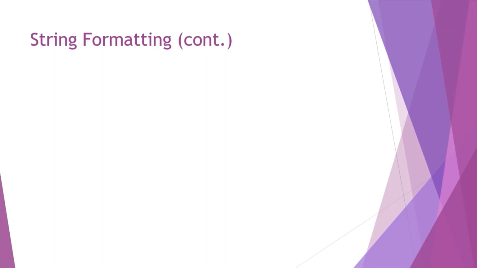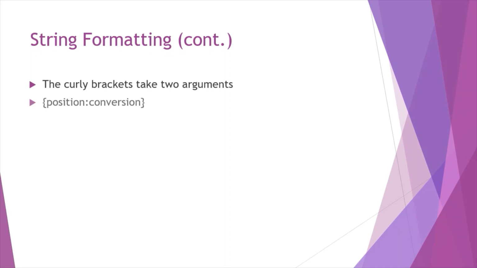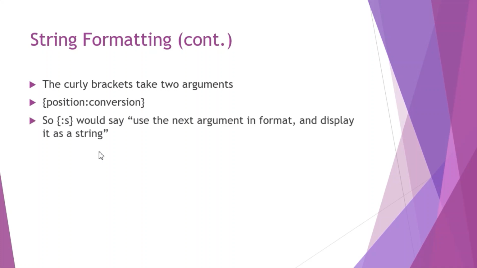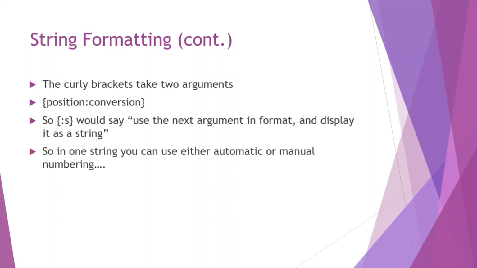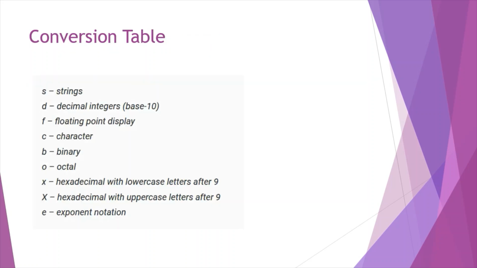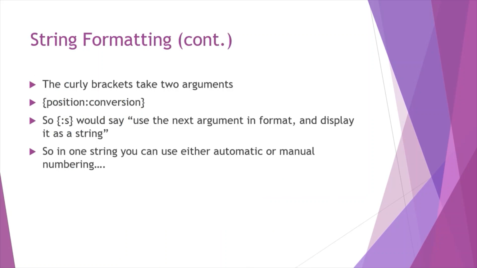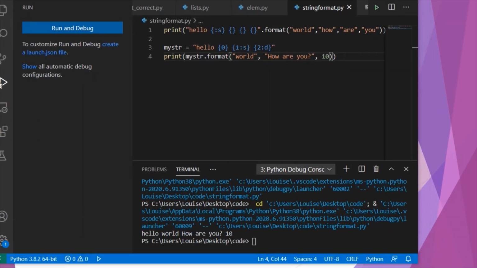So a little bit more here. The curly brackets actually take 2 arguments. By default, it's just a string, so it's basically position conversion. So nothing %s would say use the next argument, as in do it automatically, and display it as a string. Now normally you wouldn't actually need the colon s there, because that's automatic. So in one string you can use either an automatic or manual numbering. Okay, let me just go back 1 second because I have some examples of this to show you guys.